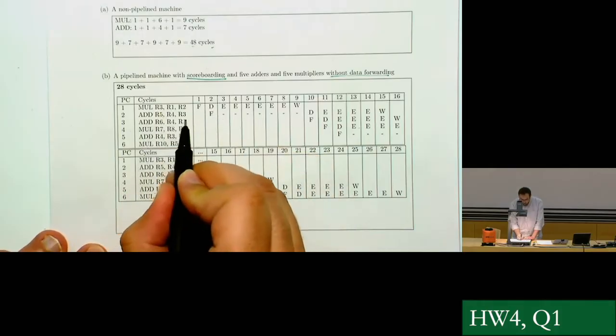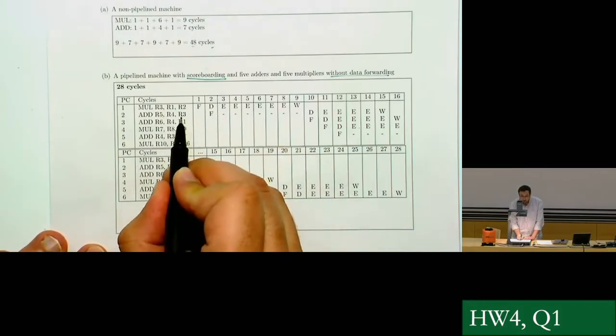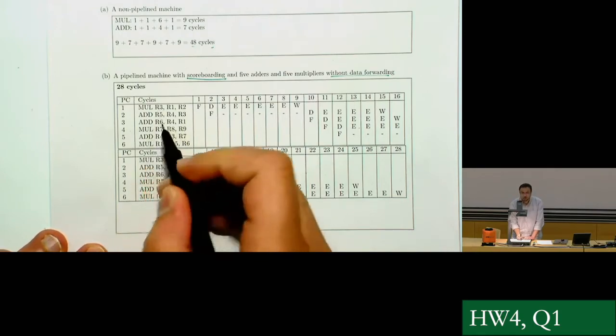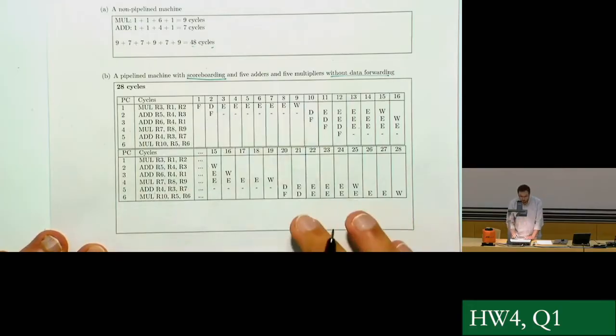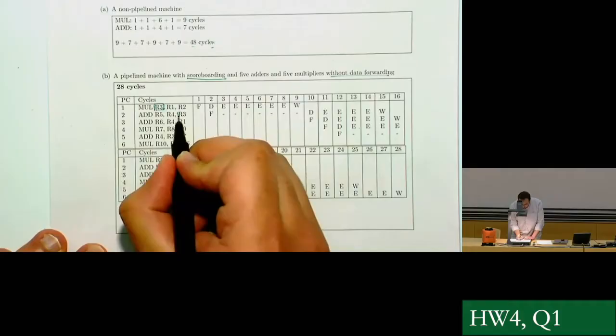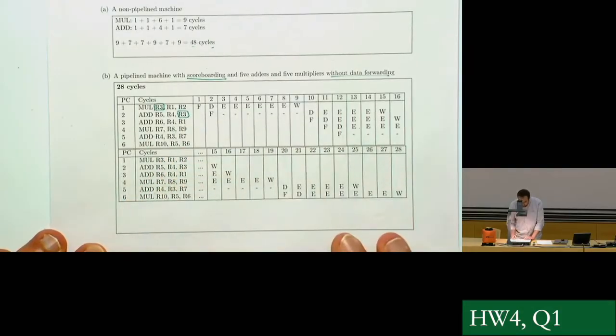And in the second instruction, you need the value of R3. So the second instruction has to wait for the first instruction to complete and write back the results to the register file. So I can just mark this data dependency here.